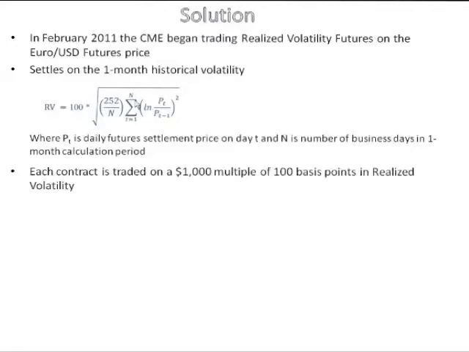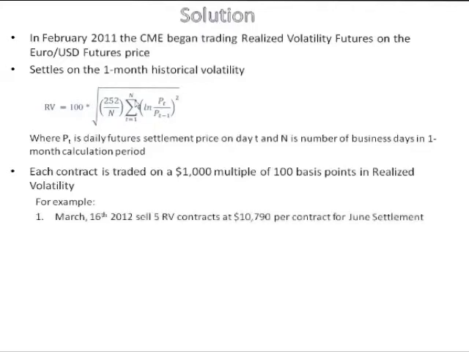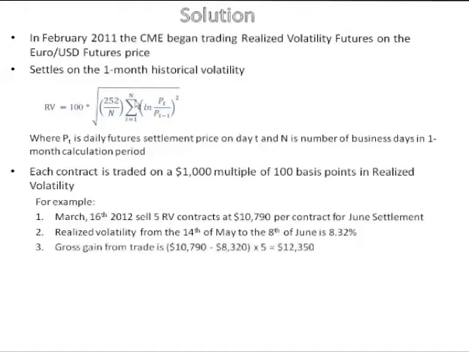Here's an example of this. Let's say that on March 16th, by the way, these are all real numbers, in 2012, I sold 5 realized volatility contracts at $10,790 per contract for June settlement. Then what I did is I took the realized volatility from the 14th of May to the 7th of June, and I saw that it was 8.32%. The gross gain from my trade, because I sold it higher than what it ended up being, was $10,790 minus $320 and multiplied by 5, because that's the number of contracts that I traded, for a net gain of $12,350. Obviously, this excludes commissions, taxes, and so forth.